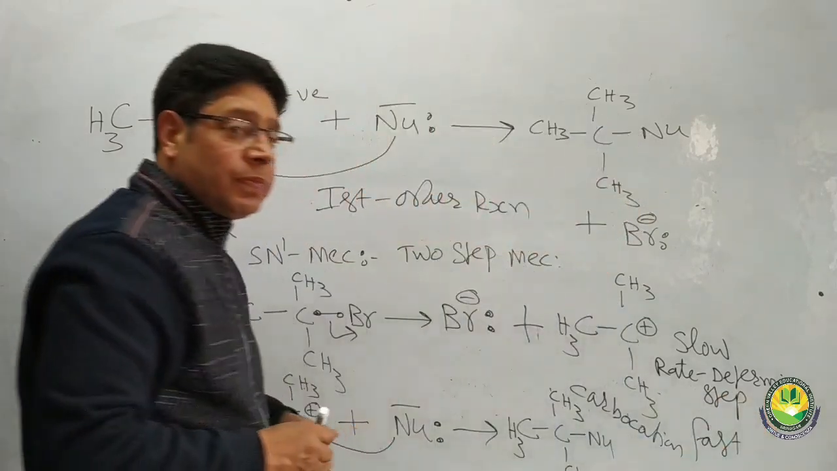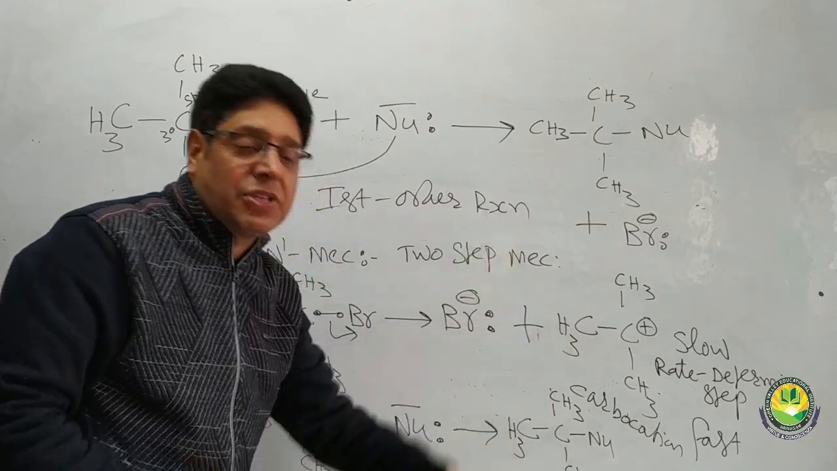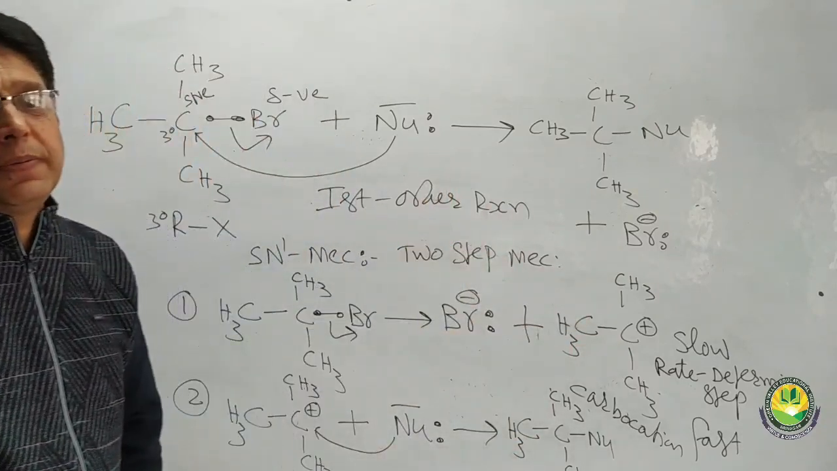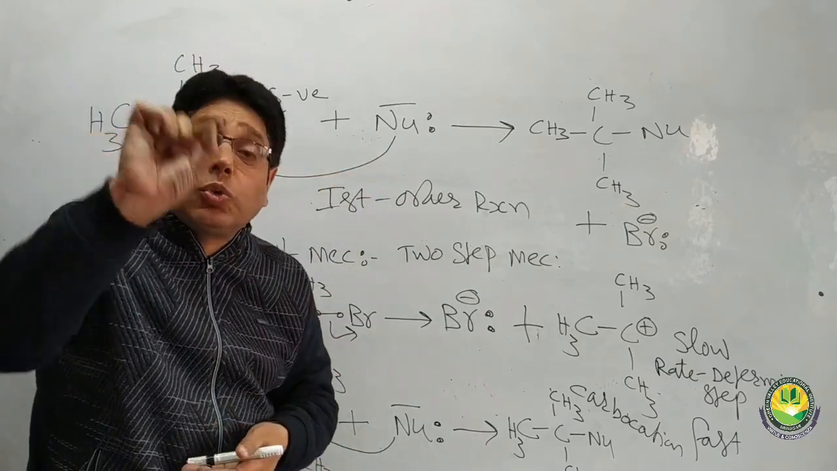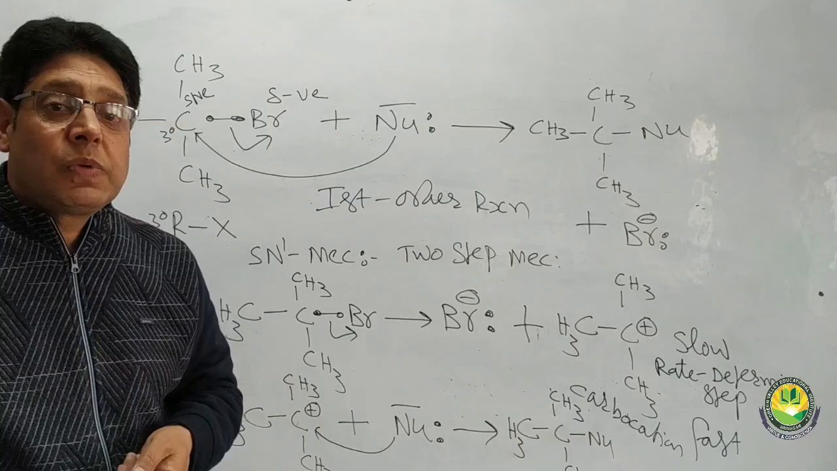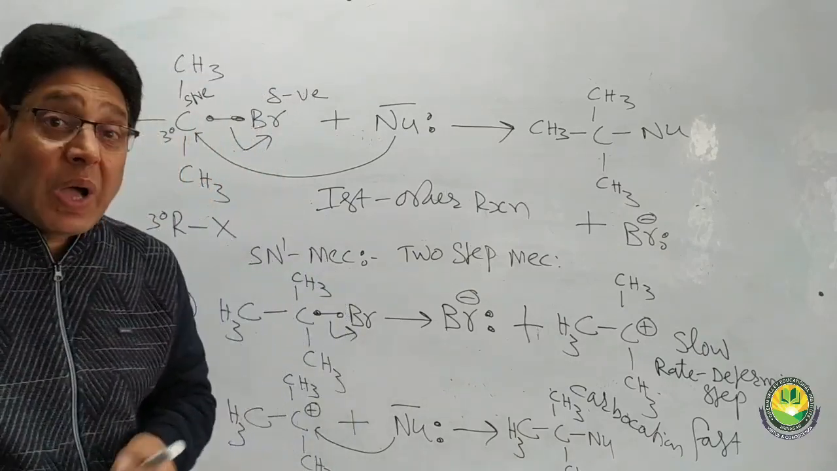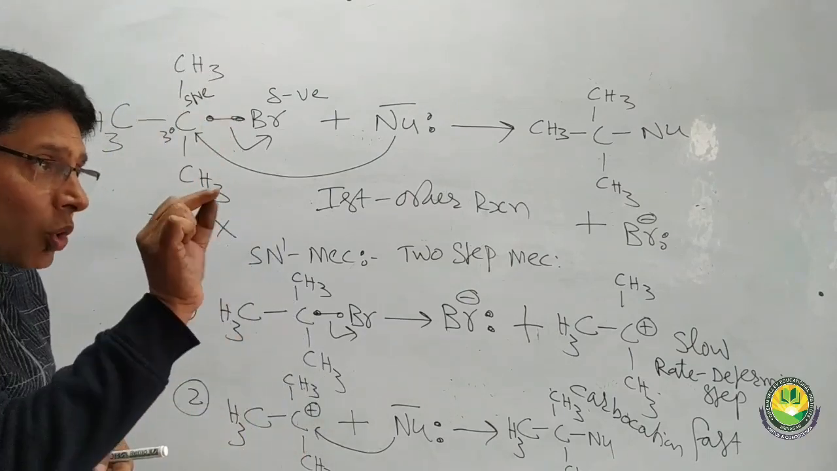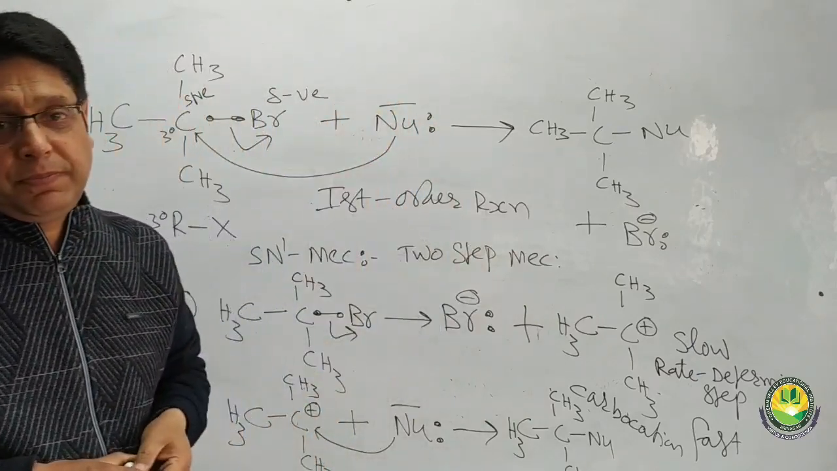That means, अगर आप चाहते हो कि प्रोडक्ट जल्दी बन जाए तो कार्बोकैटायन जल्दी बनना चाहिए. This reaction involves two steps. Out of the two steps, one step is slow, another is fast. The slow step is called the rate determining step.